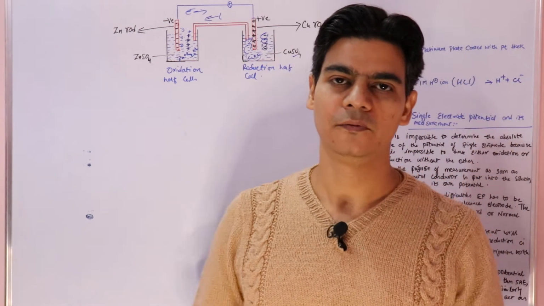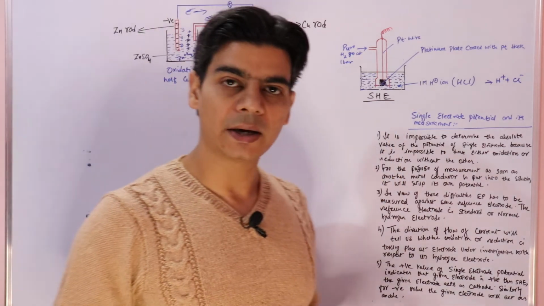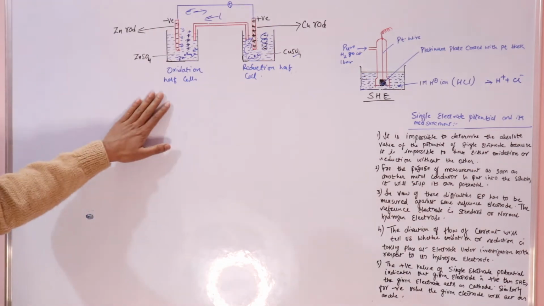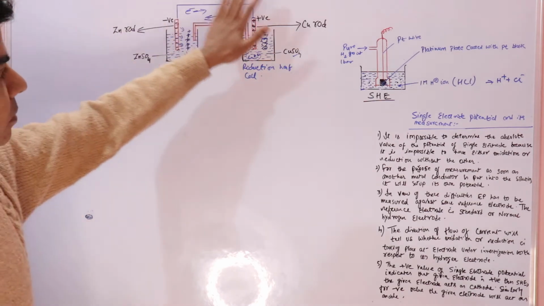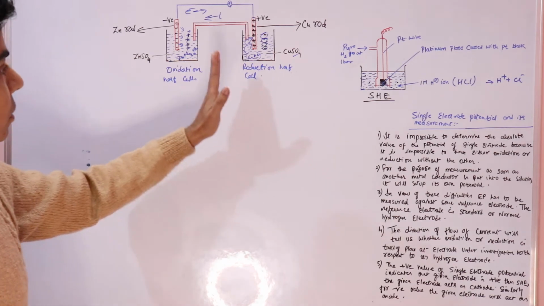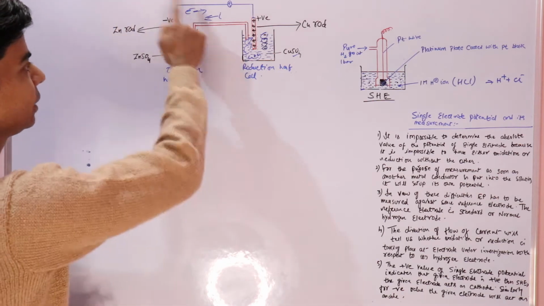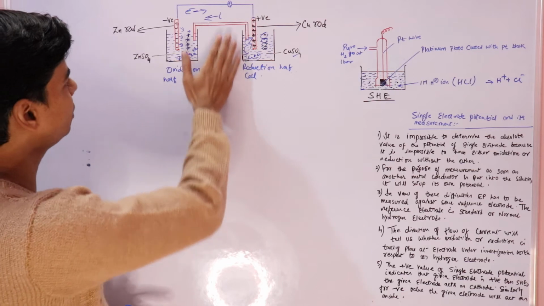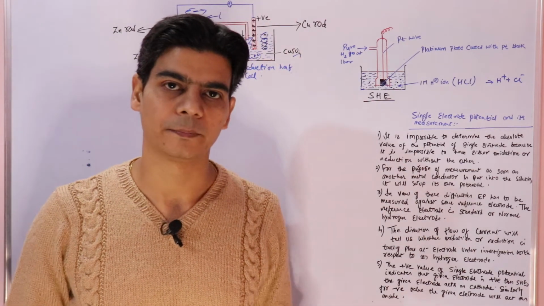In this video lecture, we will discuss single electrode potential and its measurement. By single electrode, we mean this zinc electrode in this electrochemical cell that consists of a zinc electrode and a copper electrode. The absolute value of the electrode potential of the zinc electrode or the copper electrode is your single electrode potential.